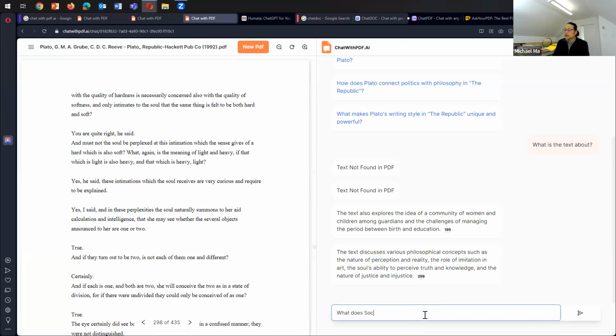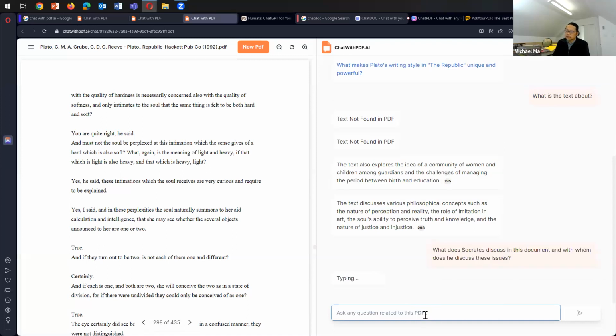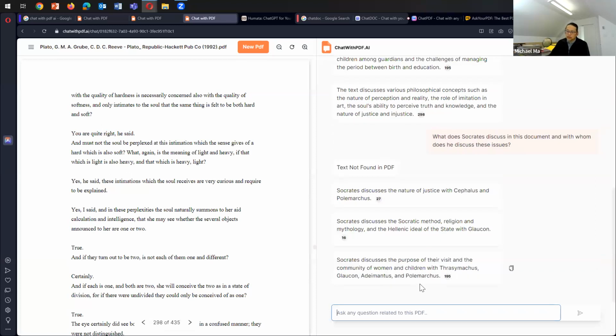what does Socrates discuss in this document, and with whom does he discuss these issues? Okay, well, it's not the fastest. I would say that with some of the other programs like ChatDoc or Humata, it's a little bit faster. And I also notice, what's quite interesting right away, is that the answers are quite brief.